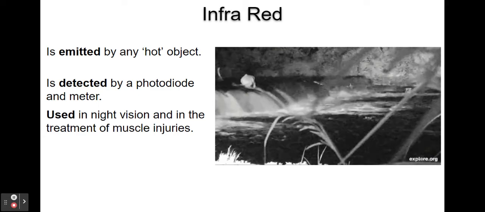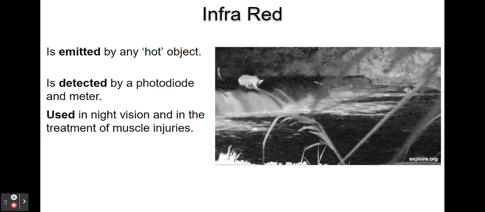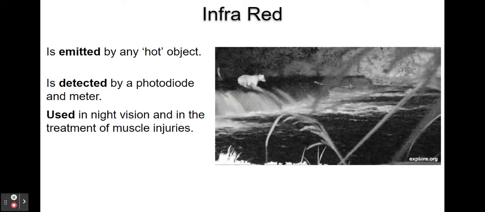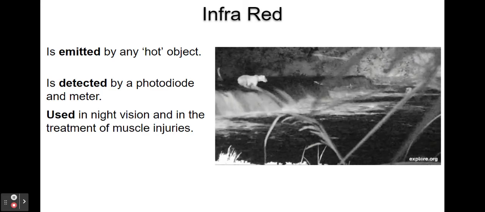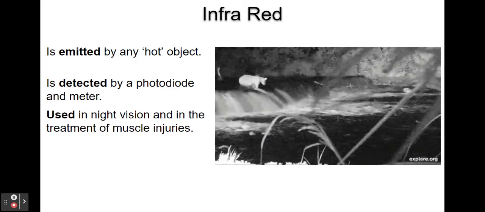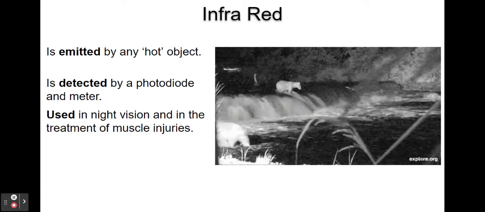This little clip here shows a bear catching a salmon in a river. And we can see the difference in temperature of the bear, much hotter than its surroundings, and it shows up as white on the screen due to the amount of infrared radiation it's emitting.